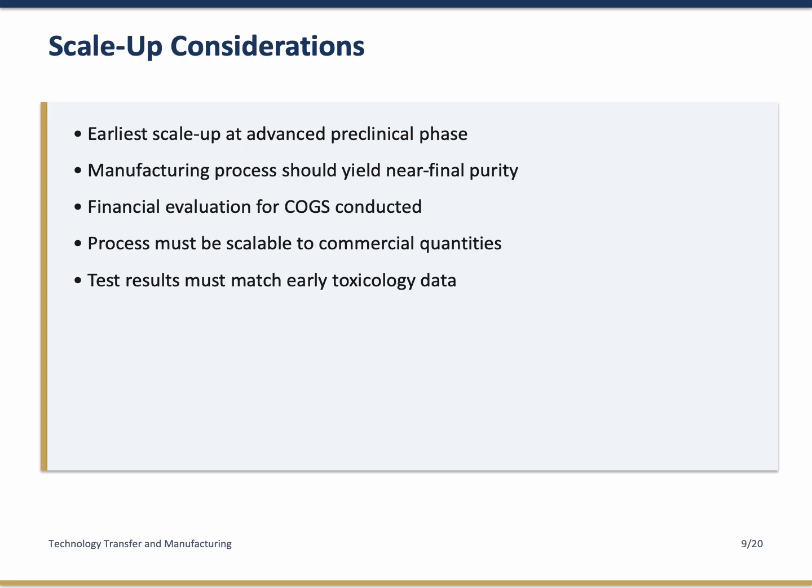Earliest scaled-up material occurs at advanced preclinical phase with up to 1 kilo quantities. This represents first-stage scale-up. At this point, the manufacturing process should yield product close to final purity requirements. Financial evaluation for cost of goods sold should take place while characteristics of final product are established, including formulation, shelf life, and packaging. The process must then be scalable to move to multiple kilos or tons of quantity for commercial production, with test results comparable to early toxicology characteristics to ensure the scaled product remains equivalent.